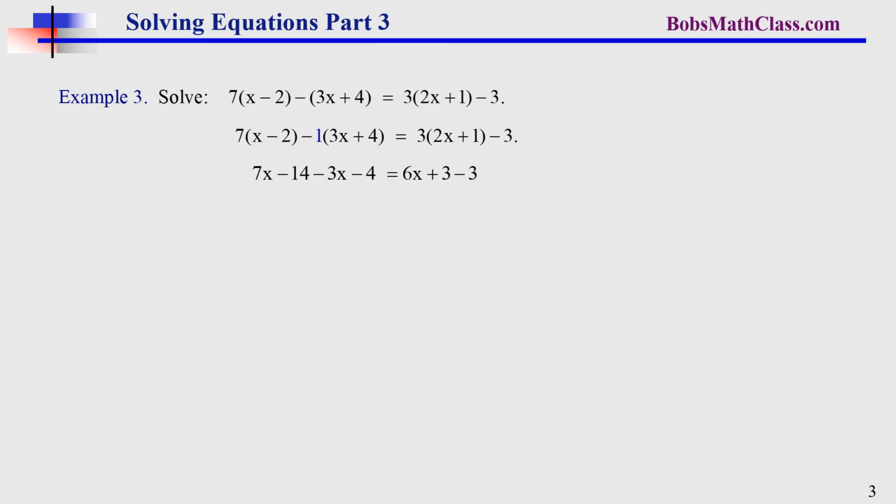Now we could add like terms. A 7x and a minus 3x is positive 4x. And a negative 14 and a negative 4 is negative 18. And on the right-hand side, the 3's cancel.